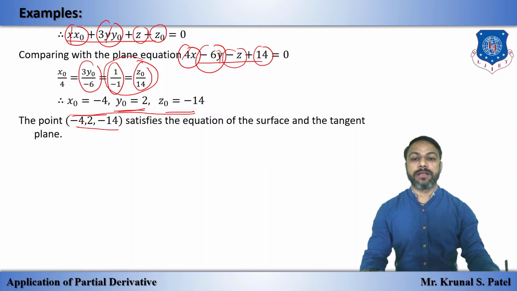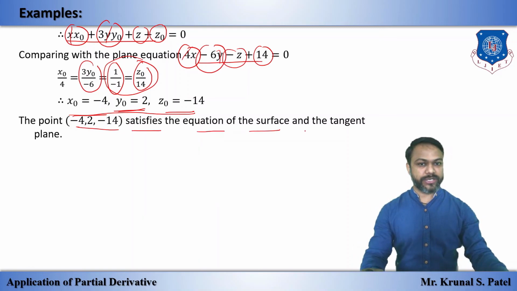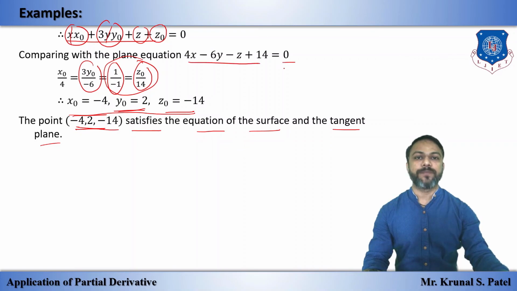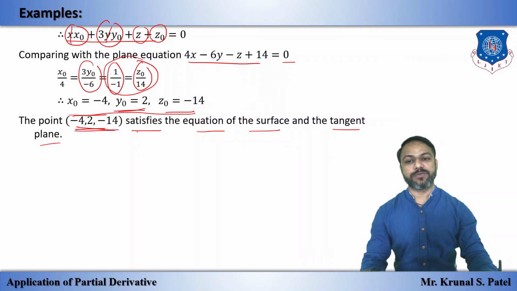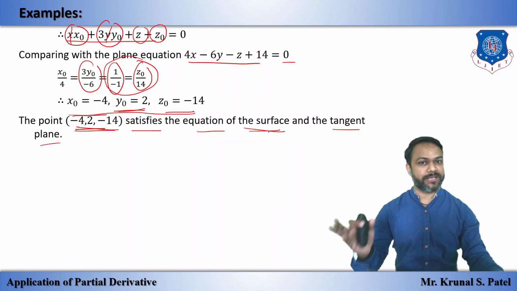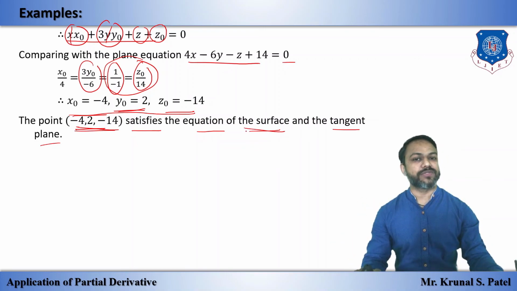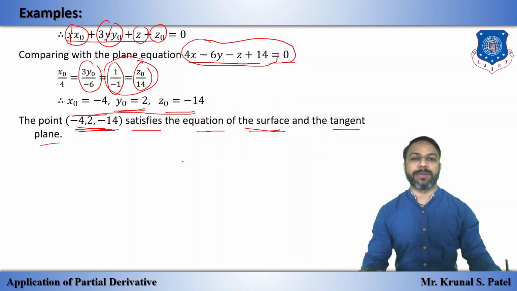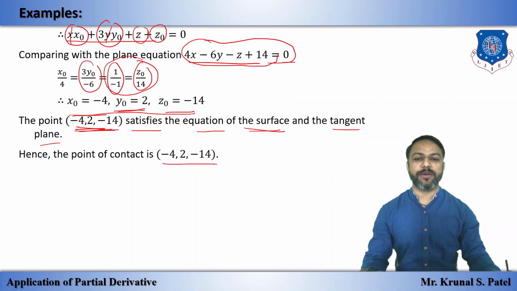satisfies the equation of the surface which is given in the question and the tangent plane which is also given in the question. If we put this point in this equation, we will get 0. In the same way, if we put this point in the surface given in the question, it is also satisfied, and that's why this is our contact point, and this given plane is the tangent plane. Okay, so this is our contact point.